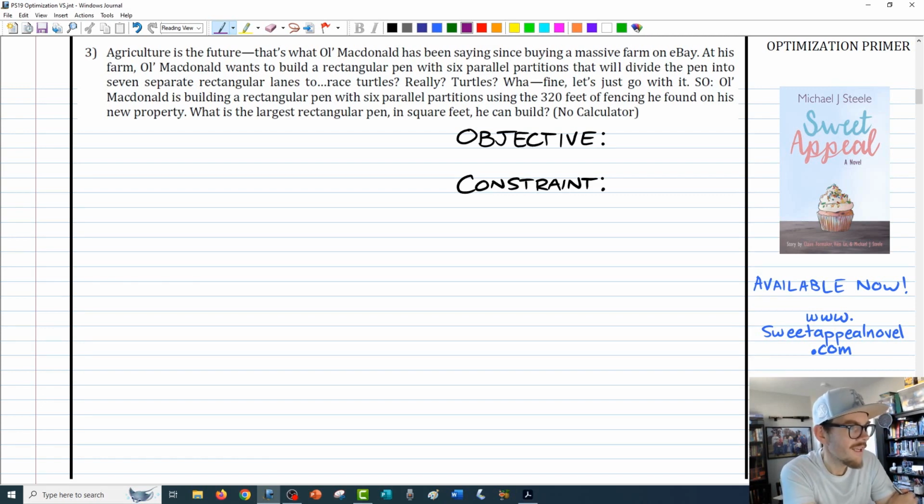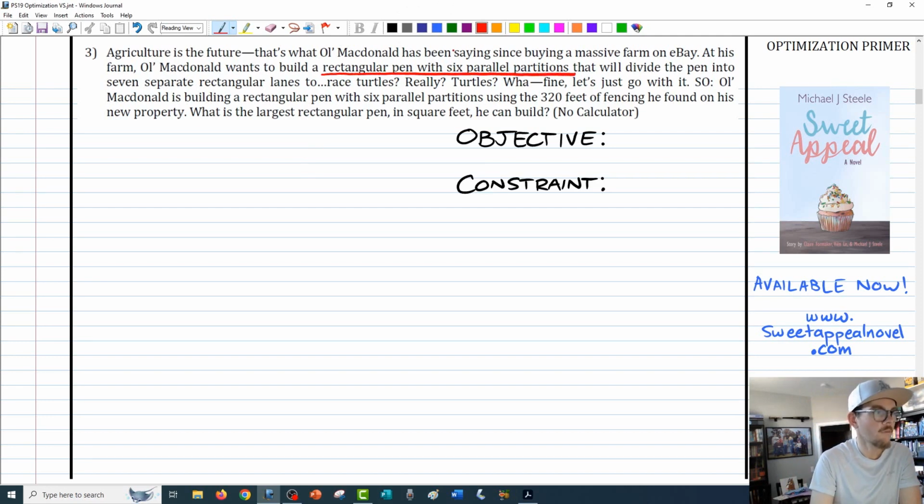So we're talking in this case about this guy, Old McDonald. He has a farm. He bought it on eBay. Good for him. You can tell I wrote this problem. At his farm, he wants to build a rectangular pen with 6 parallel partitions. So I'll do this in silo or barn red here. That will divide the pen into 7 separate rectangular lanes. I think you can also tell that I wrote this problem set really, really late in the game. He's going to race turtles. Yeah, you can tell I was just being goofy.